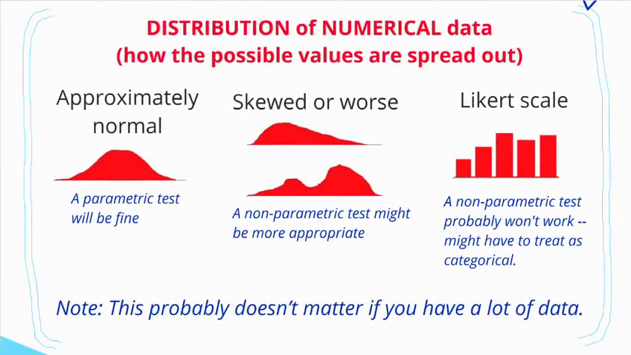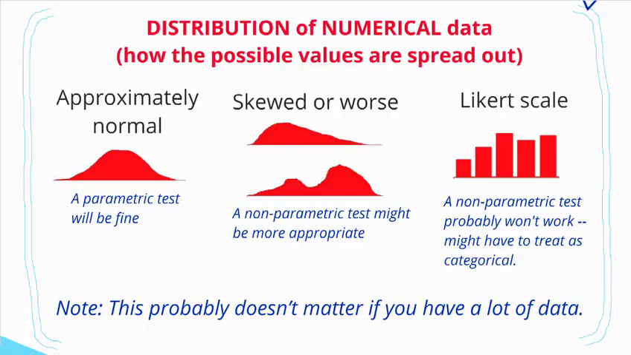The last thing that you need to know, oh no, second last thing, we're nearly there, is the distribution of the numerical data. Distribution means how the possible values are spread out. And if I drew a height to represent how likely it is to be close to that number, I could draw a graph like this. If your data is approximately normal and looks roughly like a picture of a hat, sorry, not a hat, a boa constrictor with an elephant inside it, then a parametric test will be fine.